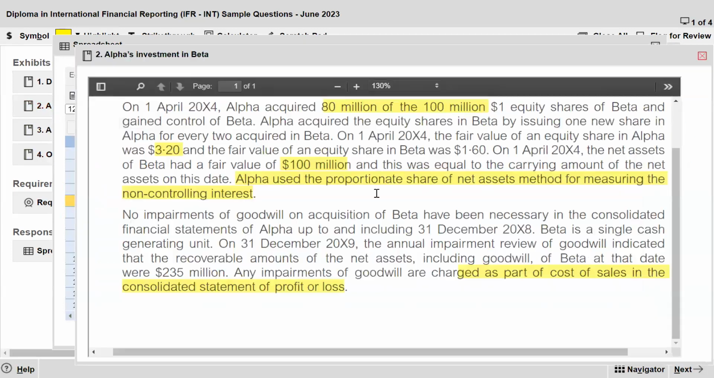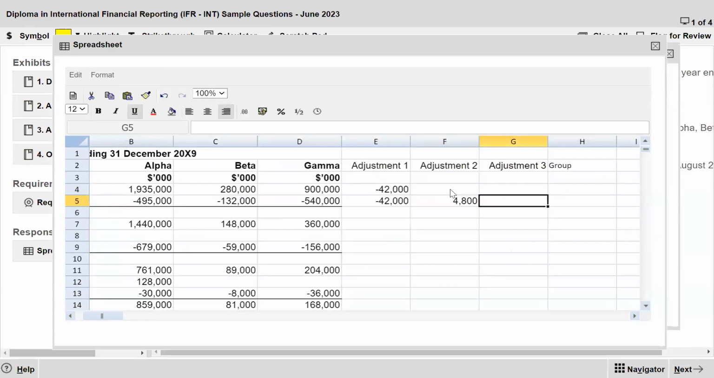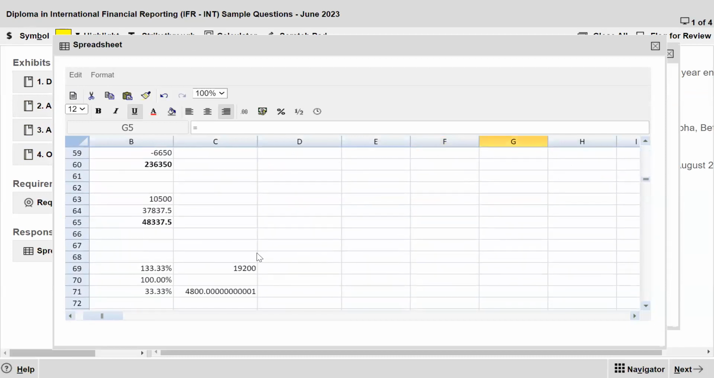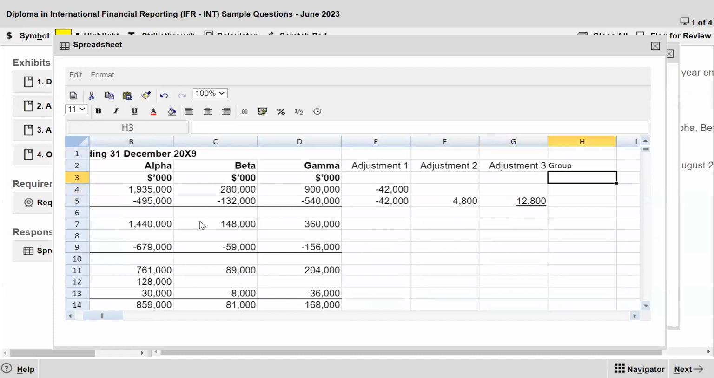You're being told something about the impairment loss. Any impairment loss is charged to cost of sales. So if there was any impairment loss that needs to be recognized, it was supposed to be recognized in here. So you would add it up to the cost of sales. It's like 12,800.